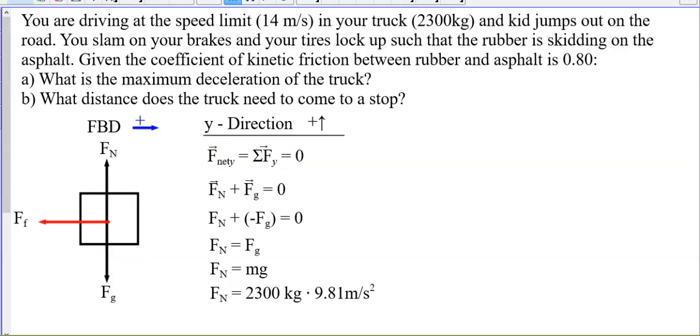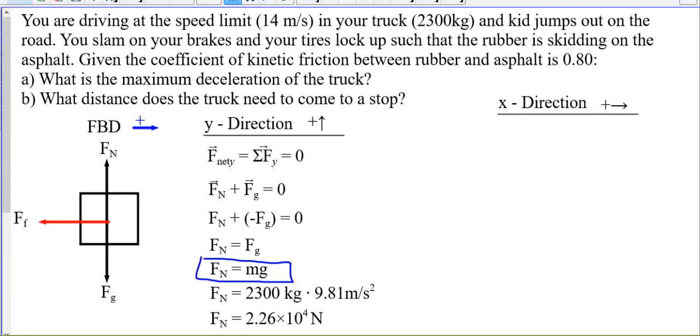So if I actually plug the numbers in, you've got your 2,300 kilogram truck multiplied by 9.81 meters per second squared, and the normal force is approximately 2.26 times 10 to the 4 newtons. So approximately 23,000 newtons if we round up. Most of the time, I don't even bother calculating the normal force. I just leave it as mg, and you'll probably see why in a moment.